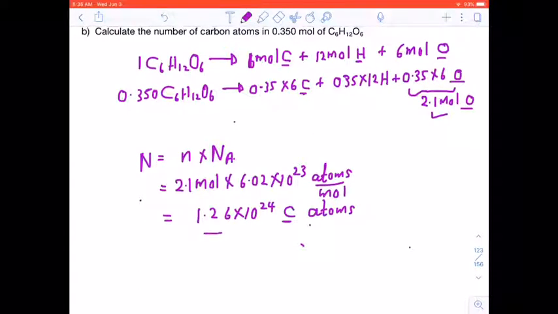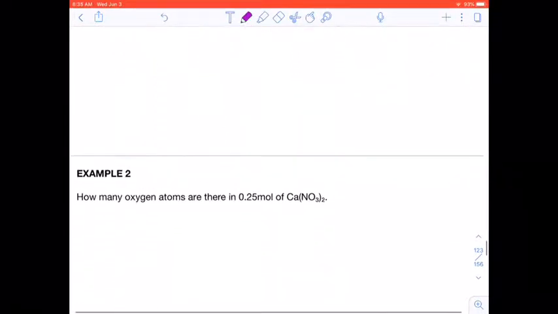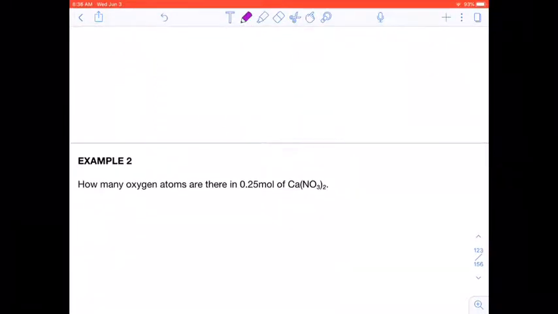Okay, right, now let's look at the next one. It says, how many oxygen atoms are there in 0.25 moles of calcium nitrate.